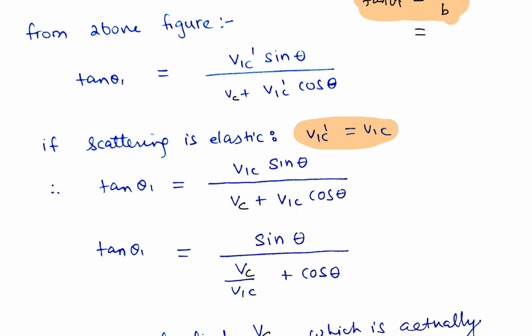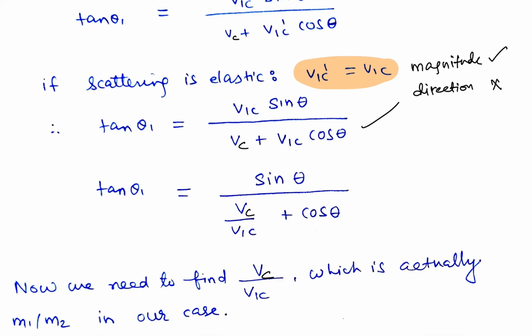The magnitude is same. Direction would be different. Let me tell you, this is true only for magnitude and not for direction. This is the case. Then again, what you will do? You will just divide by v1c in numerator and denominator.